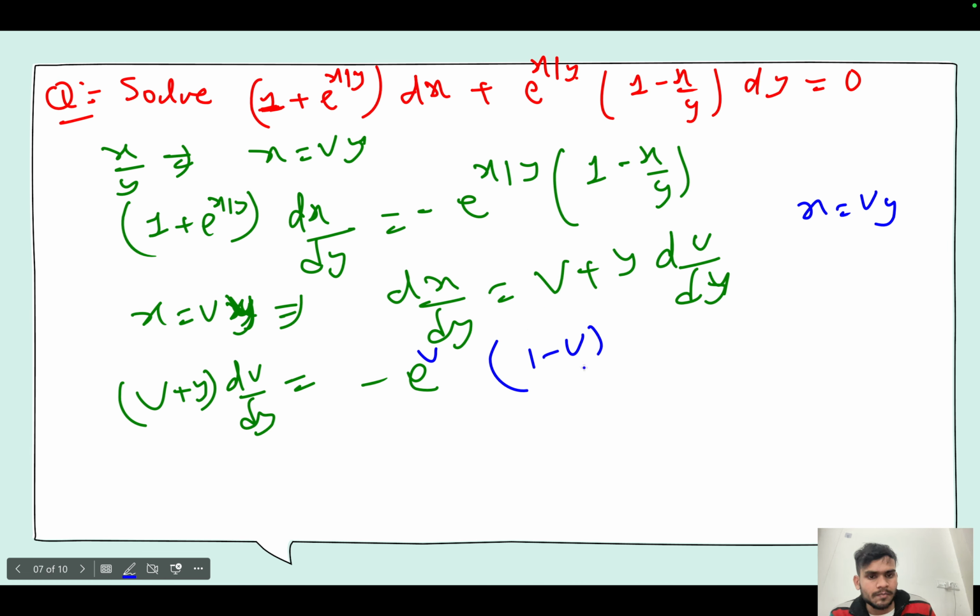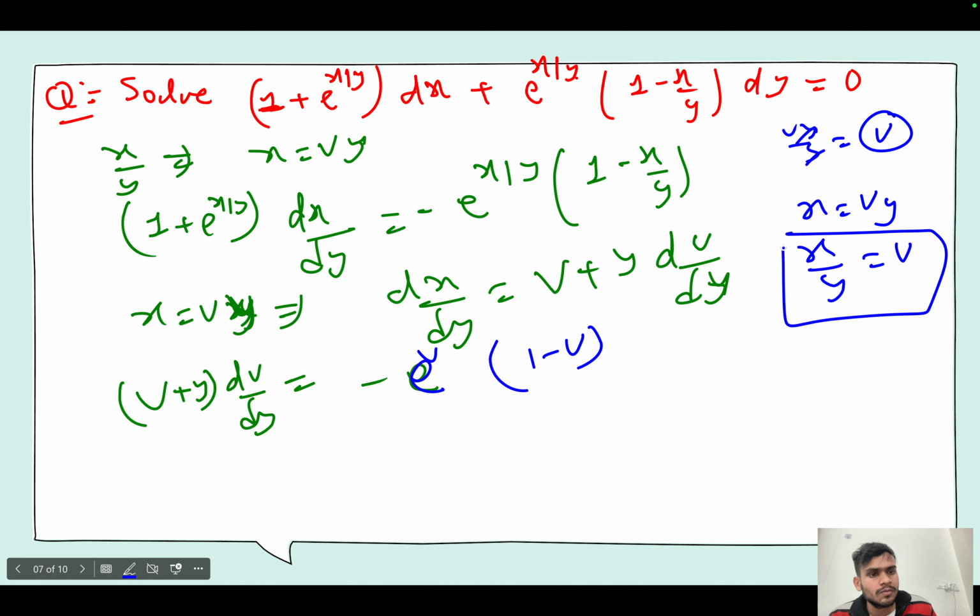What are you doing, sir? Actually just put here x is equal to vy, so vy by y will cancel out, so the remaining part is v. So wherever there is x by y, put v. You can see here x by y is equal to v, so 1 plus e to the power x by y, that is 1 plus e to the power v. Okay, I'm just taking it in the denominator.